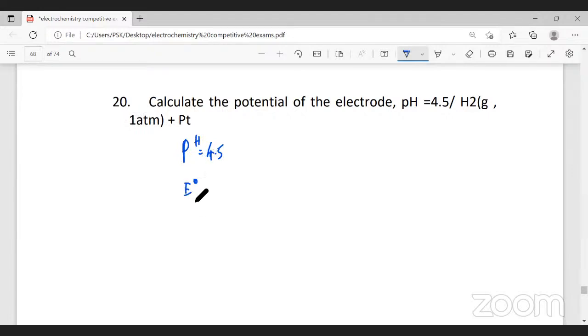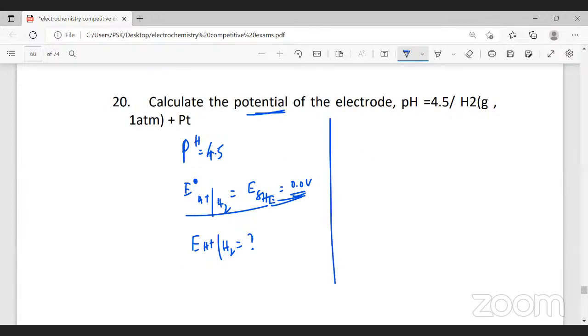What is the electrode potential of hydrogen? 0 volts. We assume it to be 0. It is not 0, okay, it is the standard hydrogen electrode. They are asking you to calculate the electrode potential of hydrogen. See, this is a standard hydrogen electrode potential. That is 0. This is standard. E naught indicates standard. They're asking you to calculate the potential of the hydrogen electrode.